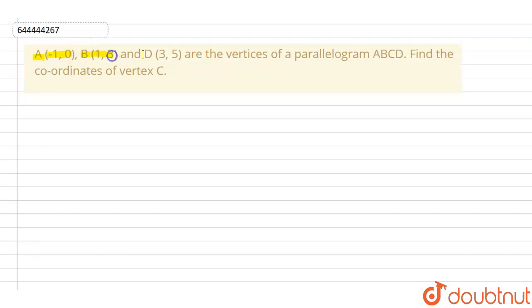In this particular question, it is given that point A that is -1, 0, point B that is 1, 3, and point D that is 3, 5 are the vertices of a parallelogram ABCD, and we have to find out the coordinate of vertex C.